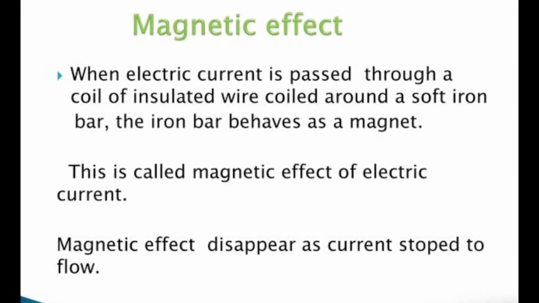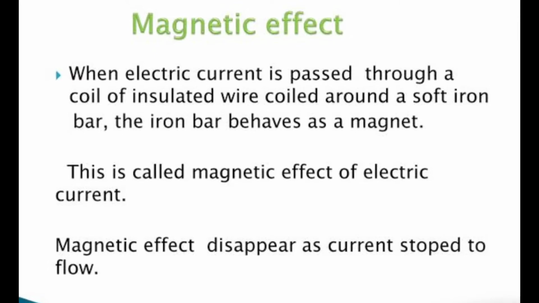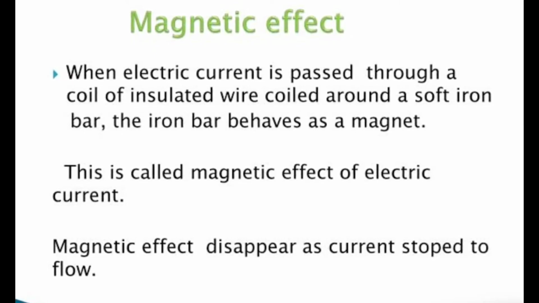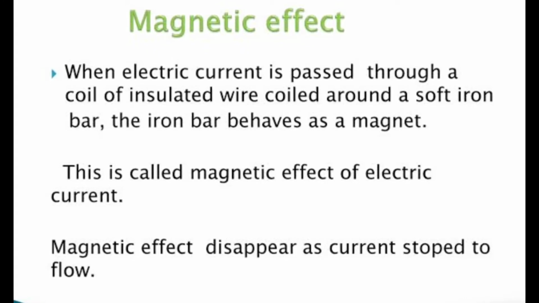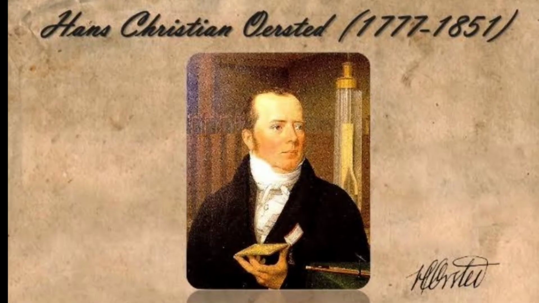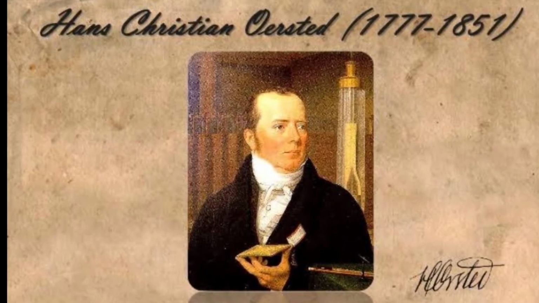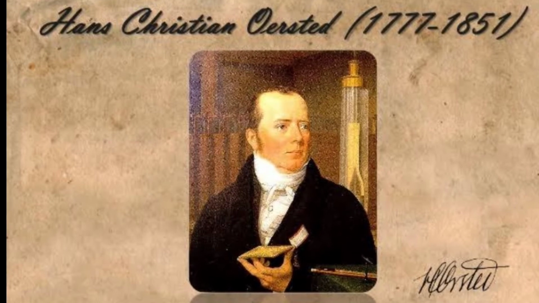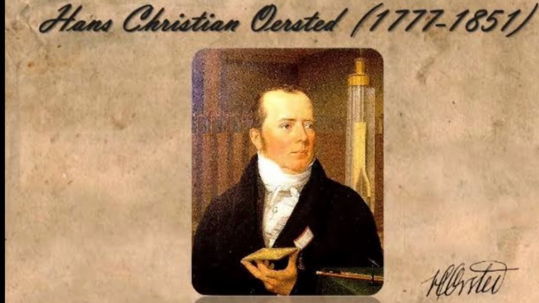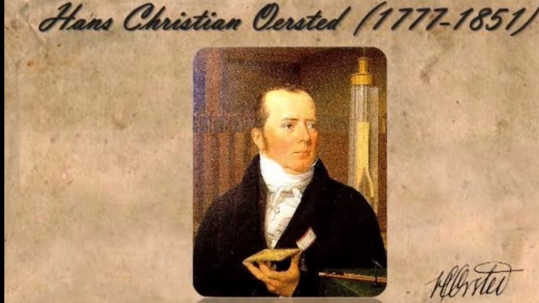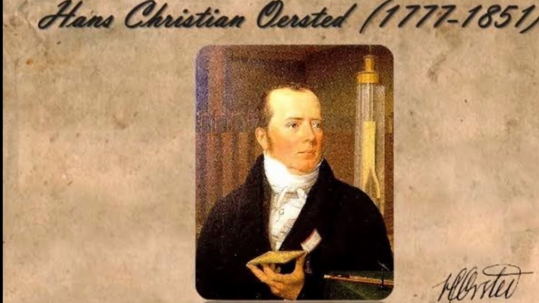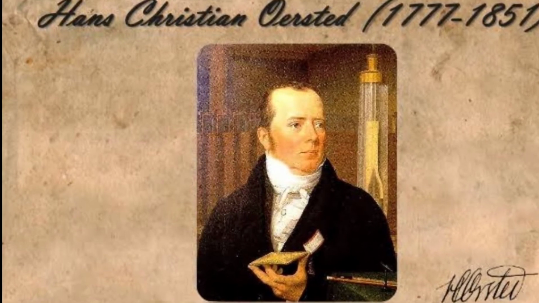So what do you mean by magnetic effect of electric current? When an electric current passes through a wire, the current carrying conductor behaves like a magnet. This is called a magnetic effect of electric current. Understood? This magnetic effect of current was discovered by a scientist named Hans Christian Ørsted. Ørsted found that when the electric current was passed through a wire, the needle of the compass gets deflected.